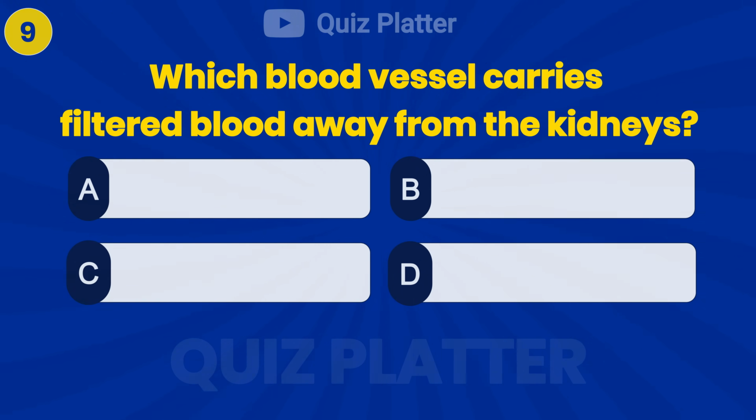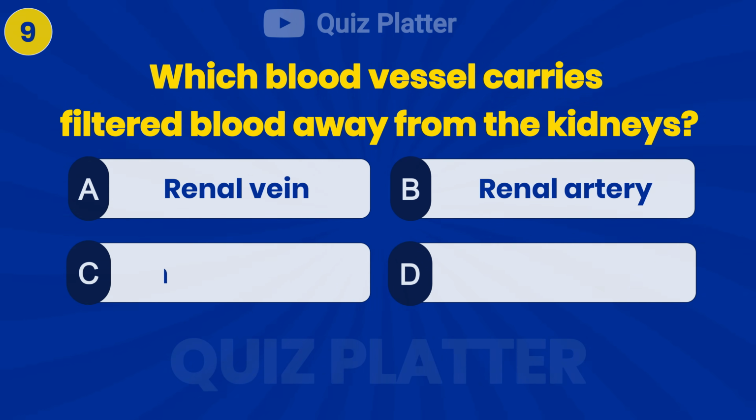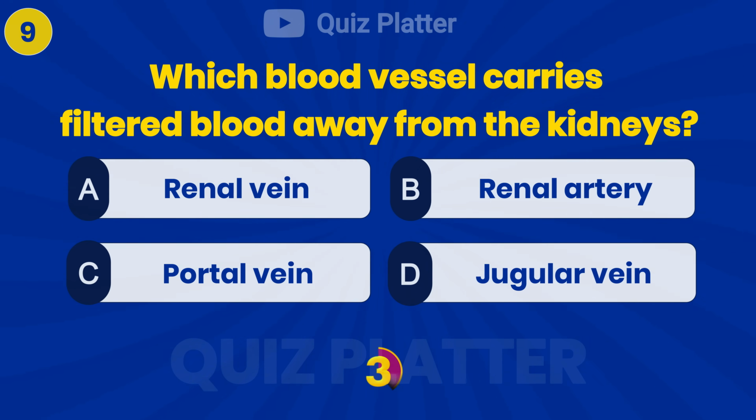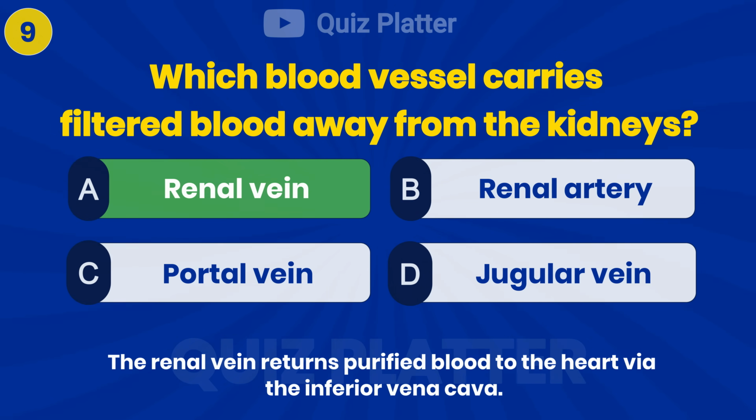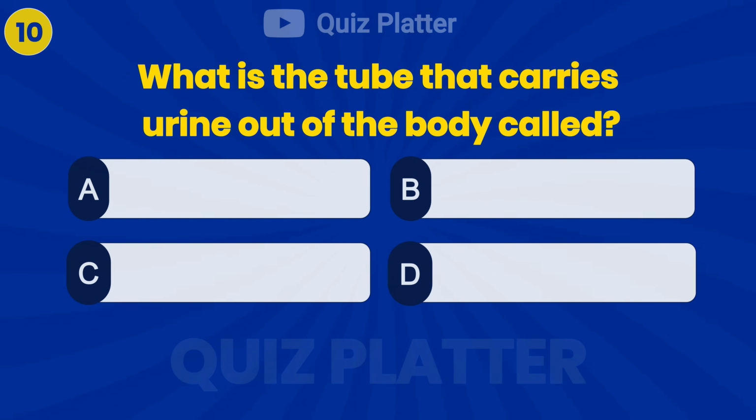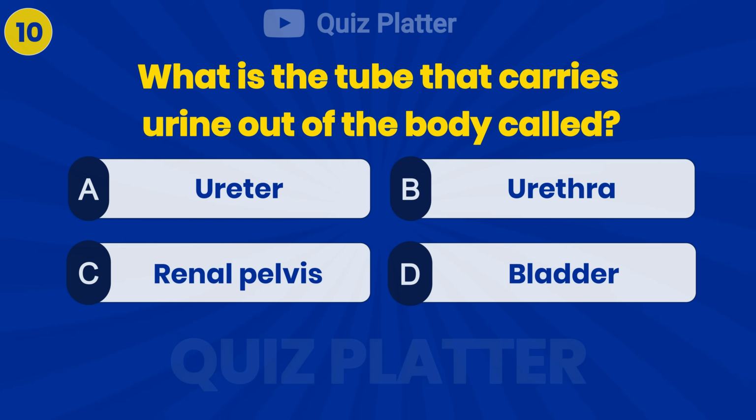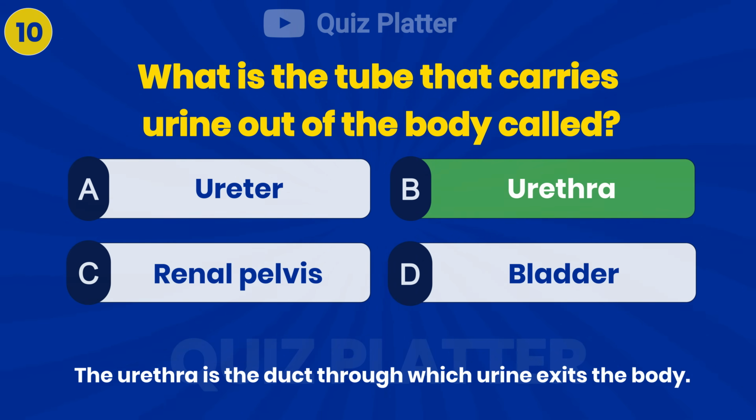Which blood vessel carries filtered blood away from the kidneys? Answer: A. Renal vein. What is the tube that carries urine out of the body called? Answer: B. Urethra.